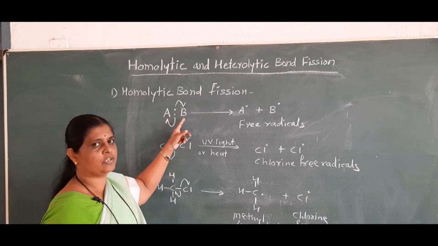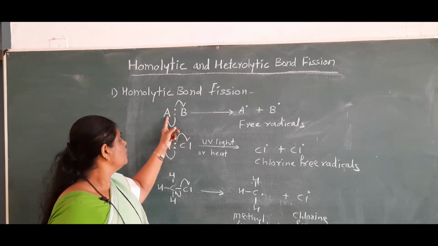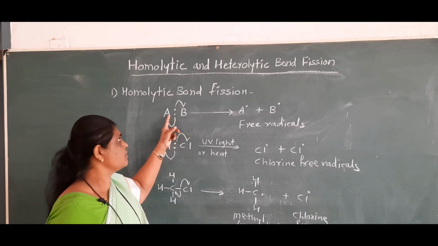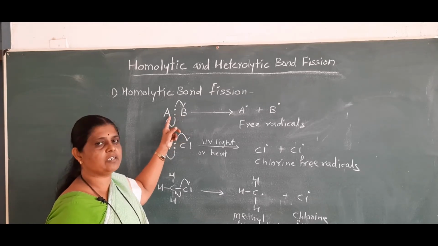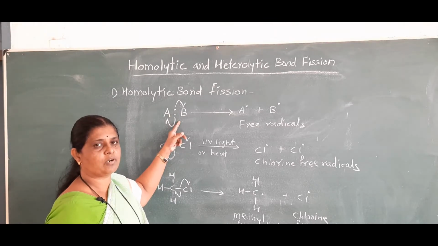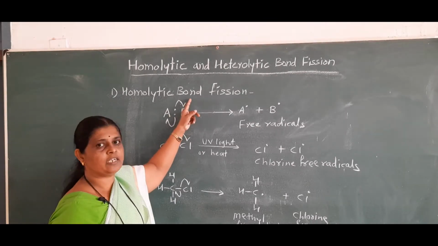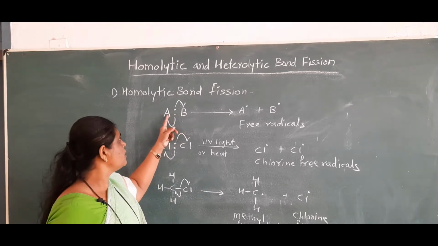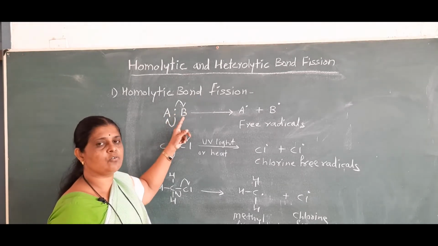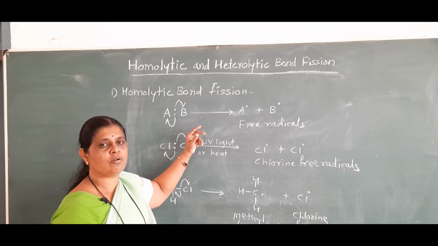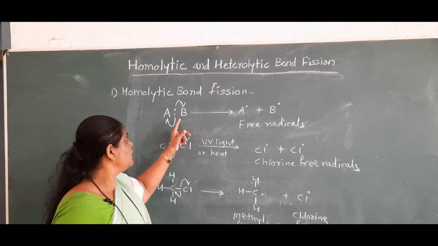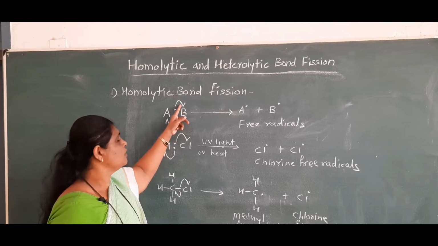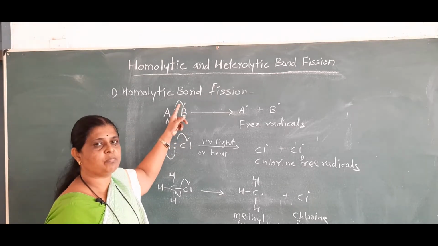Consider this molecule AB. That molecule is formed by sharing of electrons. The bond between A and B is of the type covalent bond. In case of homolytic bond fission, the shared electron pair is equally distributed between two atoms during the course of bond fission. And in that case, to show movement of a single electron, this half-headed arrow or fish hook arrow is used.